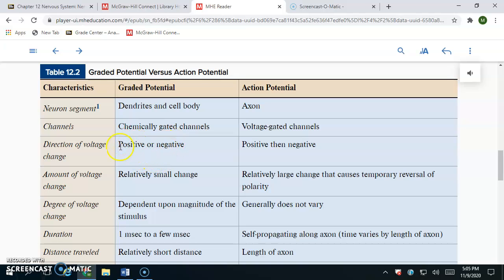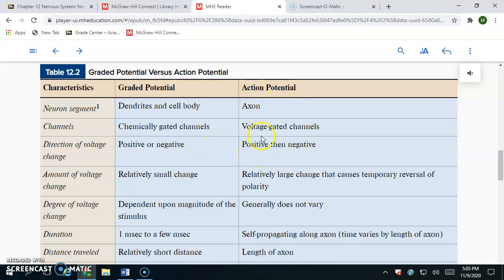It depends on if we want to excite the postsynaptic neuron, so that's when we'll get a positive change in the membrane potential. Or if we want to inhibit the postsynaptic neuron, then we'll get an inhibitory postsynaptic potential, and this one is an excitatory postsynaptic potential. So it could go either way.